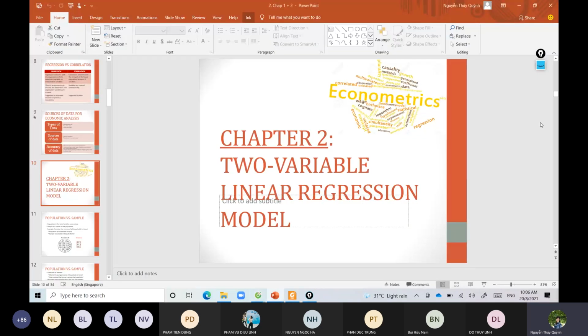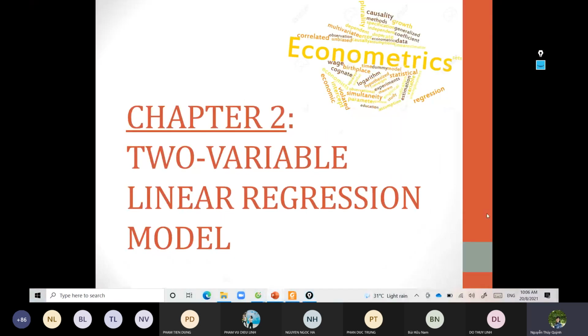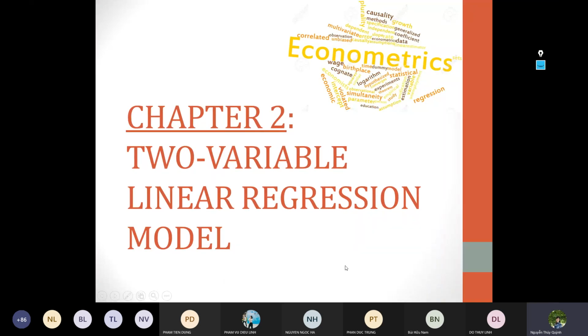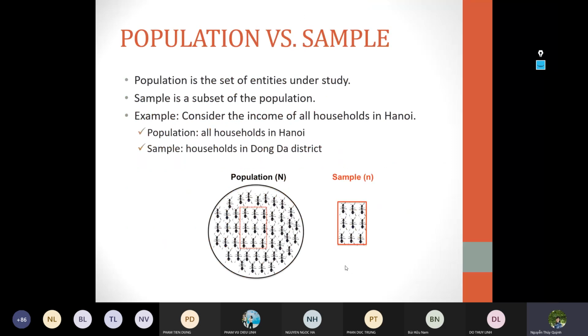Okay. Chapter 2. Two-variable linear regression model, or sometimes we call it simple linear regression model. Before we see what an econometrics model looks like, we will tell the difference between our population and sample that we have studied in statistics and probabilities.